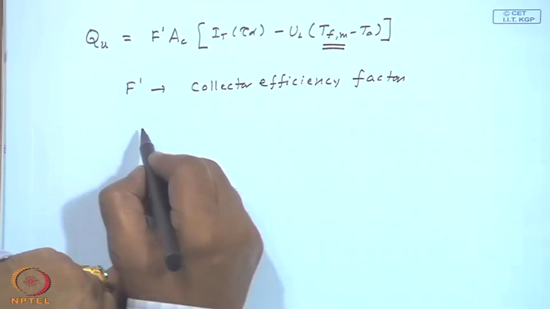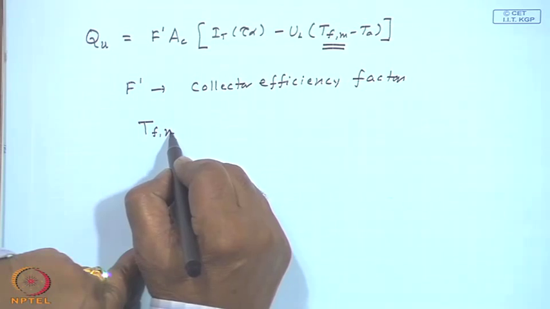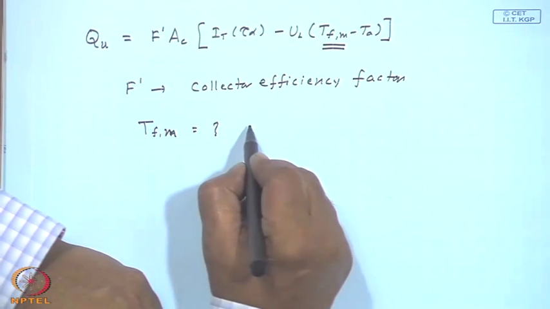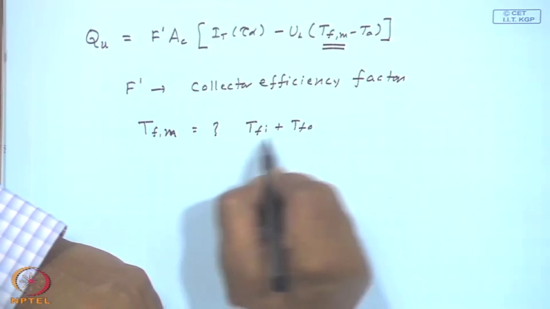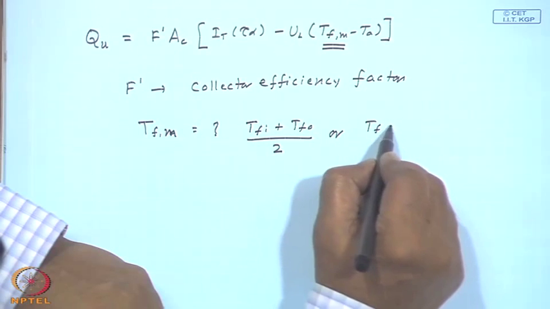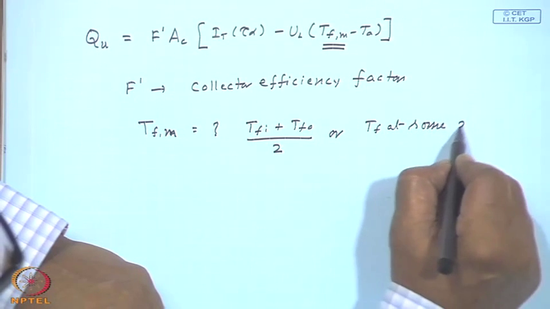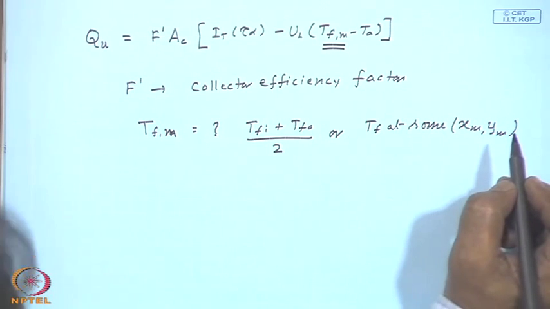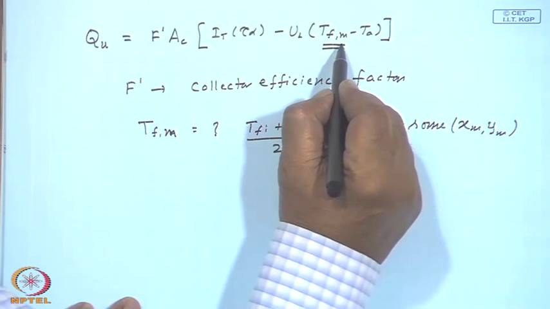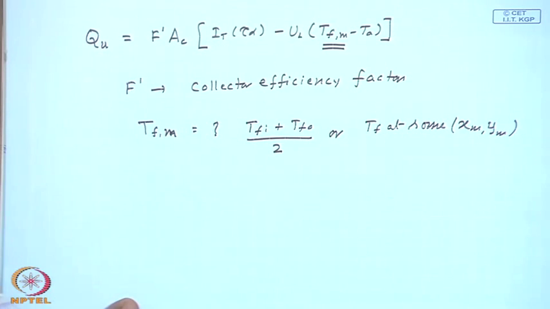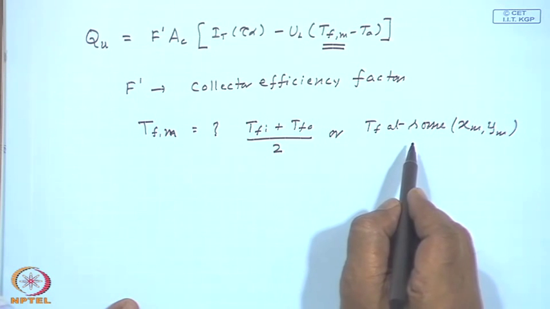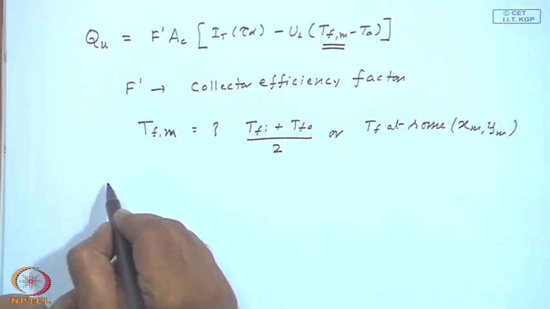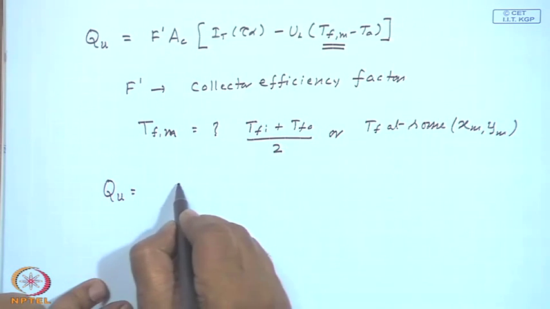Then the question arose, what is the mean fluid temperature? One definition could be inlet temperature plus outlet temperature by 2, or T_F at some mean coordinate x_m and y_m. With these things, again there is uncertainty in the estimation of Q_U. Okay. So, they thought this is also not a very satisfactory answer, and further it is refined as Q_U, A_c.